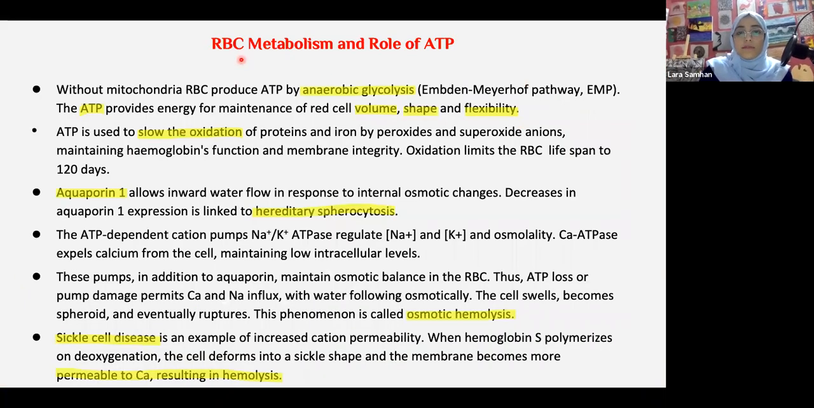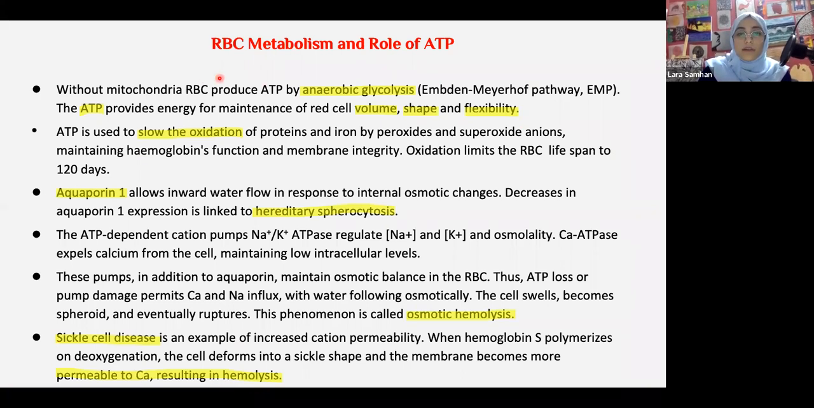Now, let's get to know more about the RBC metabolism and the role of the RBC, since our lecture is about the metabolism of the RBC. RBC is one of the cells that doesn't have a nucleus. That means it has neither transcription nor translation, so we won't be forming protein. So how will the red blood cell have its energy?